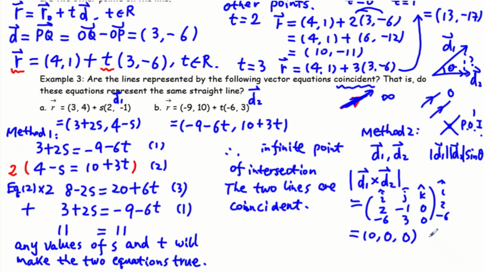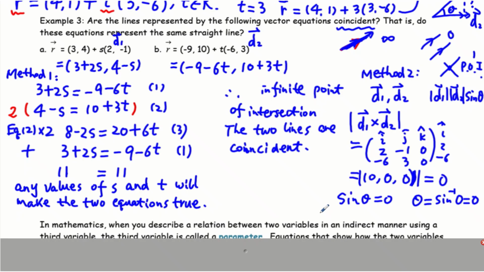Then we know, okay, the magnitude will be 0. So it gives us the magnitude is 0, okay? So it's 0, then we know that it is a cosine theta, the sine theta equals 0. Okay. So sine theta equals 0, then we solve for the theta, it gives us 0. So at least these two will be parallel. So D1 is parallel with D2.